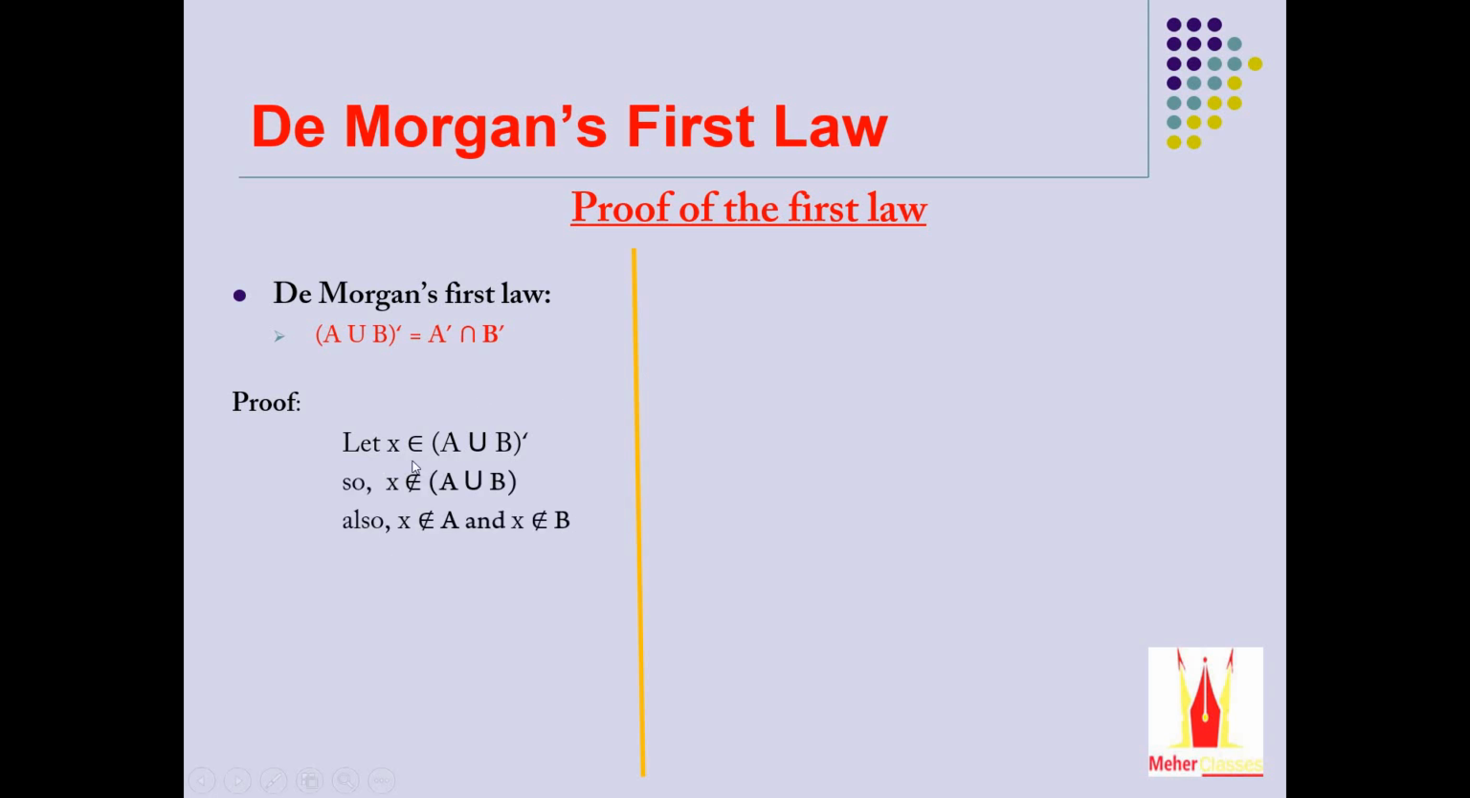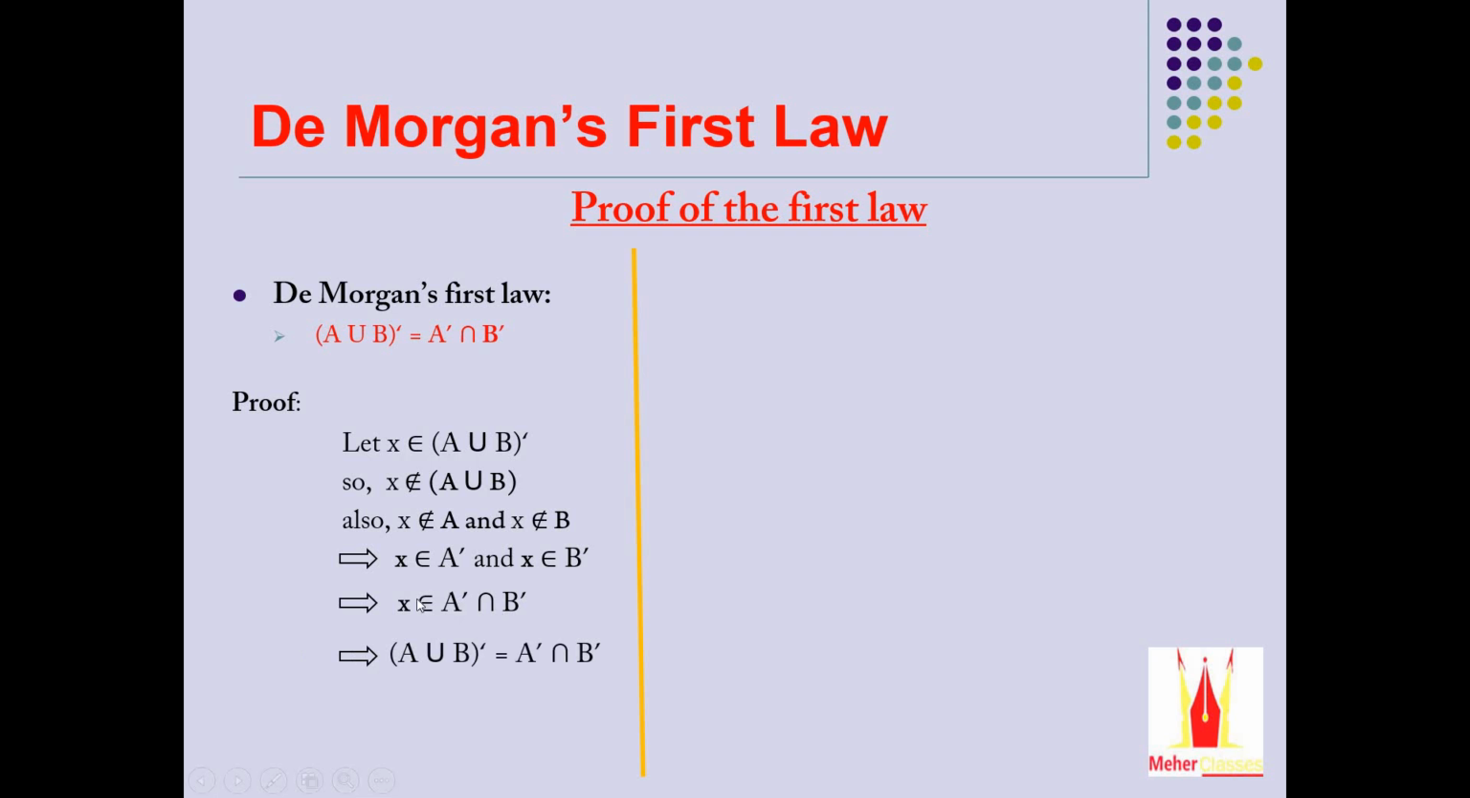So when we say that X belongs to the complement of A union B, clearly X does not belong to A union B. And also X does not belong to A and X does not belong to B. So if we say that X does not belong to A and also X does not belong to B, we can say that X definitely belongs to A complement and X belongs to B complement. And to simplify this, we can also say that X is also an element of A complement intersection B complement.